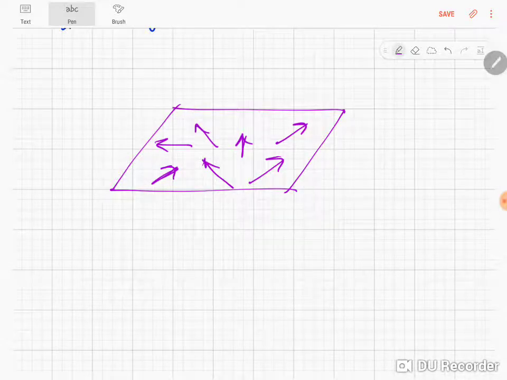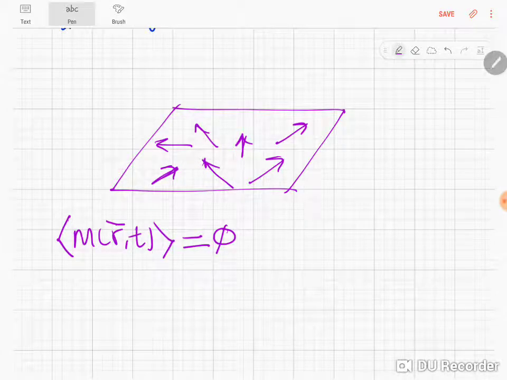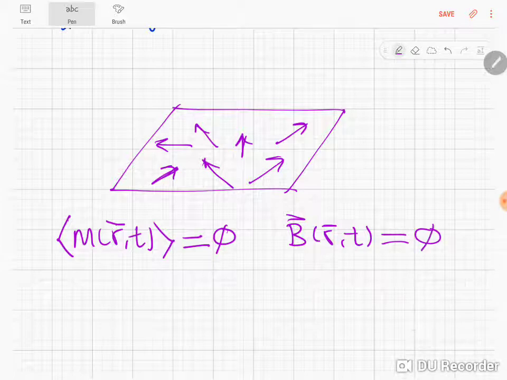What does that mean? That means that if they're randomly oriented, and I want to measure the magnetization of the material, M of R comma T will be equal to 0. No magnetization, no magnetism in the sample. This is for B, a magnetic field, of course, equal to 0.